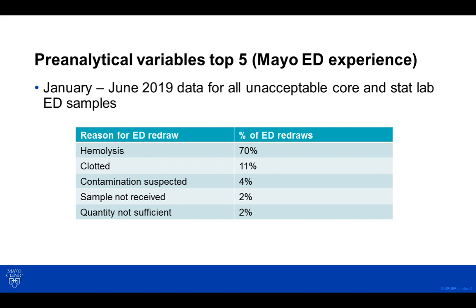Contamination is suspected, and that's in the line draws, and we'll be talking a fair amount about contamination as well because that's our number 3. Sample not received, and there's not enough blood in the tube, quantity not sufficient. Our 4 and 5, we're not going to talk about them today, just for awareness. We're really going to focus on our big 3 ED inpatient causes of unacceptable specimens and go into detail about the sources of variation that lead to those preanalytical errors that cause us to reject the specimen and often recollect it.